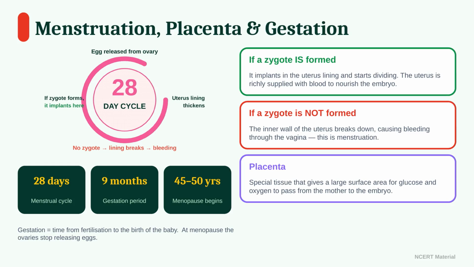The developing embryo is nourished through a special tissue called the placenta, which provides a large surface area for glucose and oxygen to pass from mother to baby. The full gestation period, from fertilization to birth, is about 9 months, and around the age of 45 to 50, women reach menopause, when the ovaries stop releasing eggs.